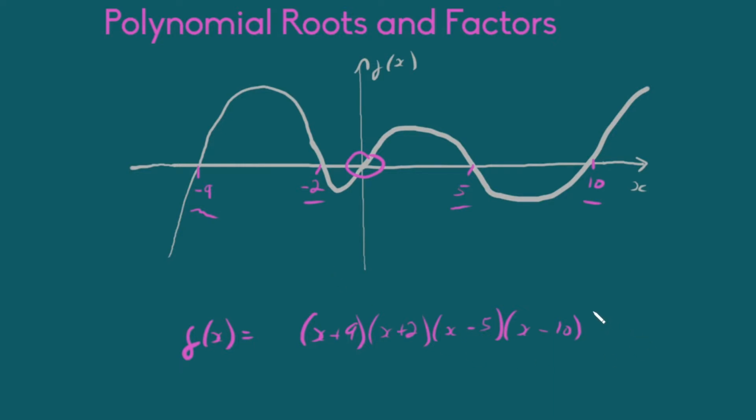If we're going to turn it into a factor, that could be either x plus 0 or x minus 0. That's a slightly clumsier way of just saying x. When x is 0, our function also equals 0. So x itself is a factor of this polynomial. What we normally do is just put an x right at the start of our chain of factors. So one possible definition of this function is f of x equals x, open parentheses, x plus 9, x plus 2, x minus 5, and x minus 10.